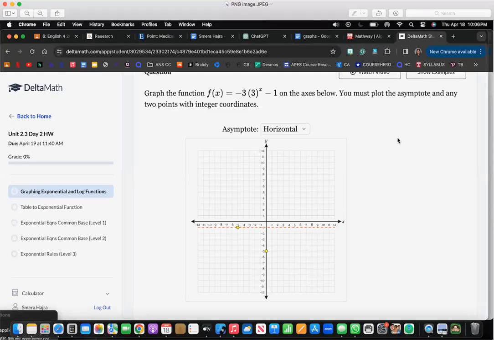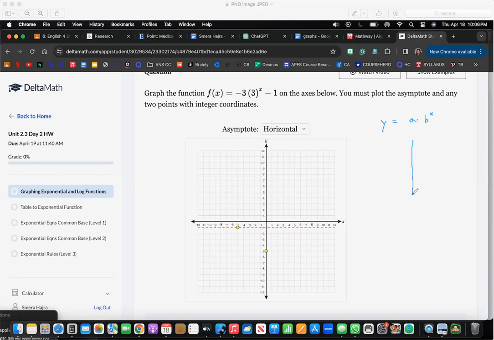Hello. So I'm just going to do a quick video about how to graph these kind of things. First of all, these are exponential functions, and they're usually written in the form of y equals a times b to the x. I just meant a times b to the x.